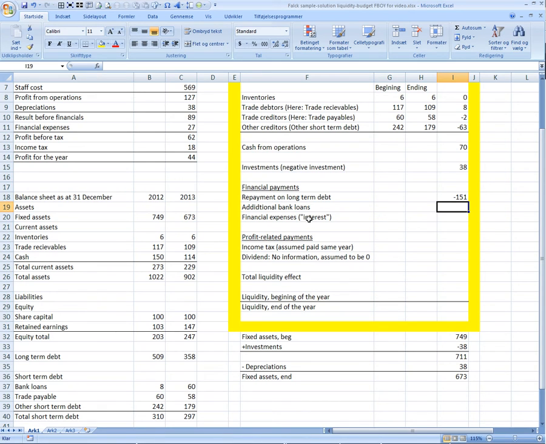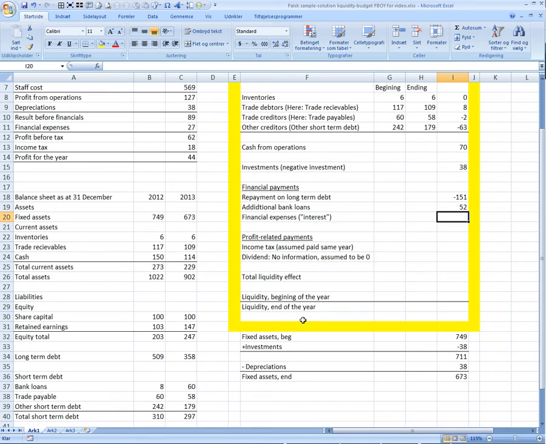Additional bank loans. Do we get more loans from the bank? Yes, there were 8 and then there were 60, so they have gone up. So we did get more here. And we could say how much did we have here and how much did we already have. We additionally got 52.